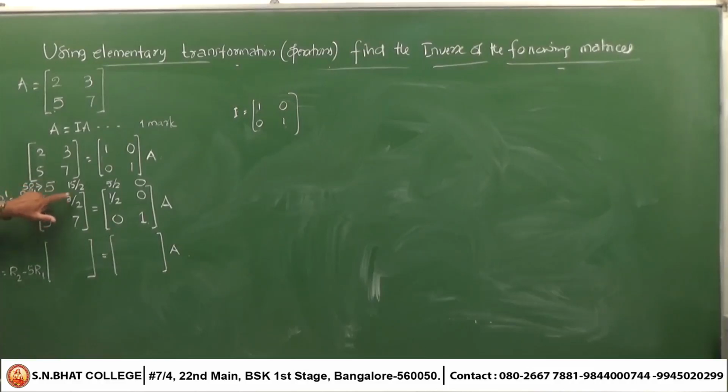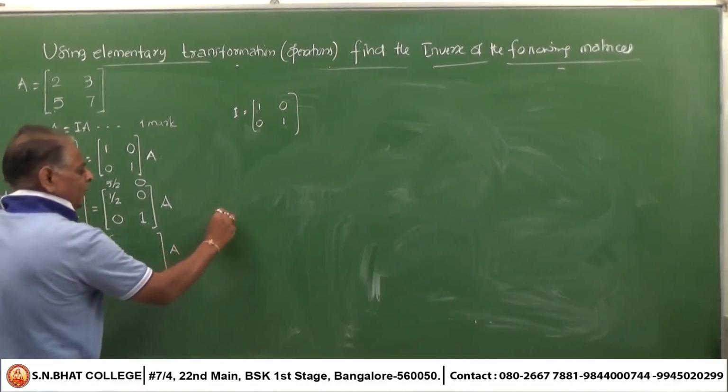5 into 1 is 5. 5 into 3 by 2 is 15 by 2. 5 into 1 by 2 is 5 by 2. 5 into 0 is 0. Now R2 is this one, 5R1 is this one. R2 minus 5R1: 5 minus 5 is 0.